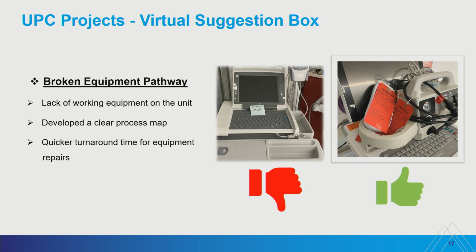Instead, the malfunctioning equipment stays circulating around the unit because the staff didn't know how to process them or send them out to repair properly. In response, UPC developed a broken equipment pathway to clarify and standardize the repair process, so staff can follow accordingly and send equipment out for repair in a timely manner. Since implementing the process map, we have seen a quicker turnaround for equipment repairs.